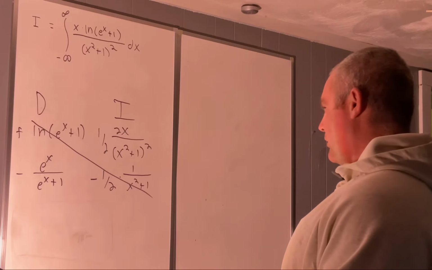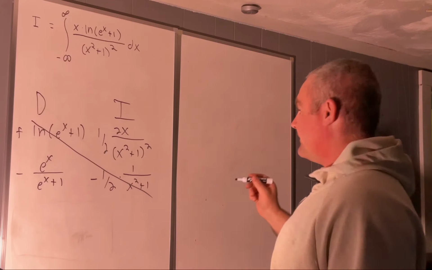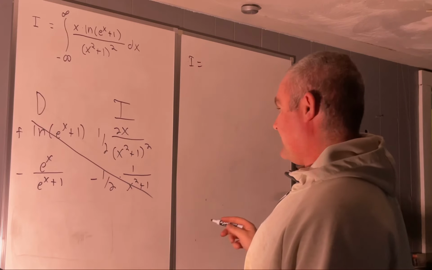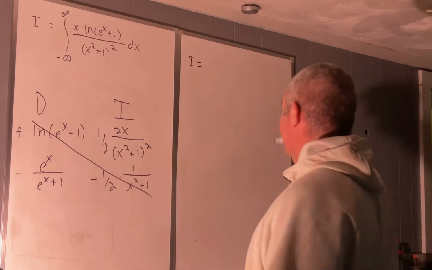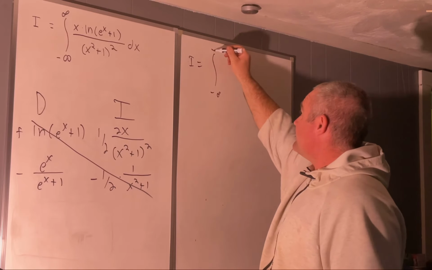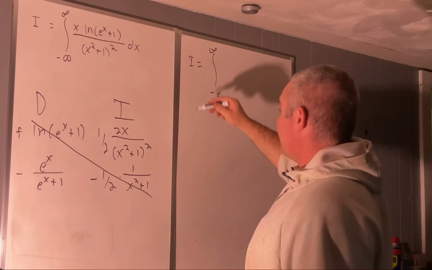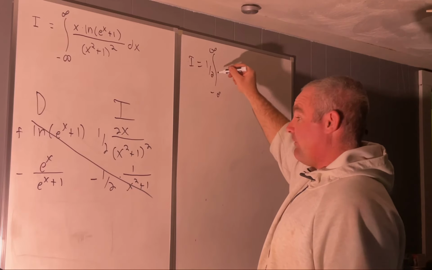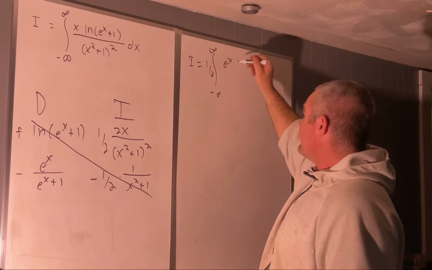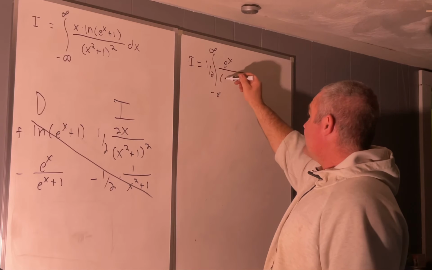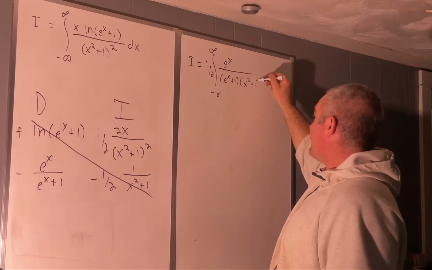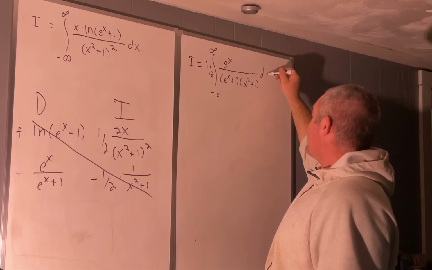All right. So anyway, now what we're left with is that I is going to be equal to, let's see, negative times a negative is a positive, so we're going to get the positive integral from negative infinity to infinity of, well, we'll still have the 1/2, and we will have e to the x on the numerator, and then e to the x plus 1 times x squared plus 1 on the denominator.